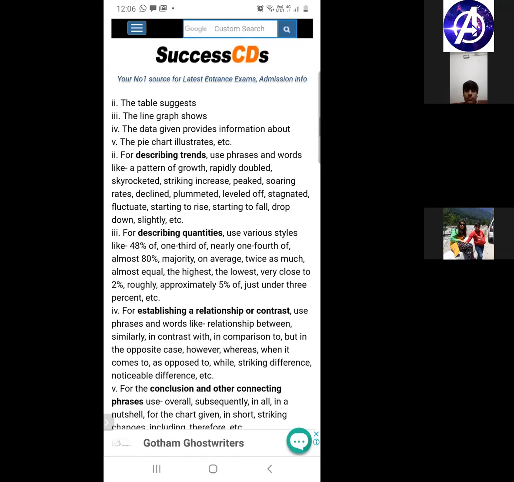Now for describing quantities, we can say the ratio can be given, the percentage can be given, an average, twice, thrice, highest, lowest, big downfall, a major rise, approximately, roughly. Such kinds of words can be used.